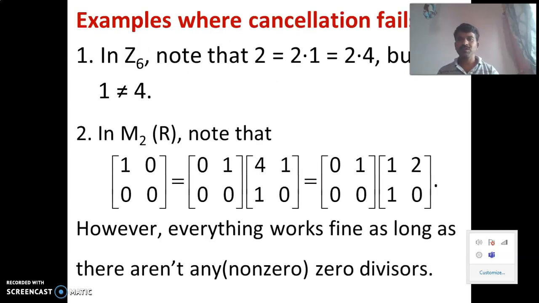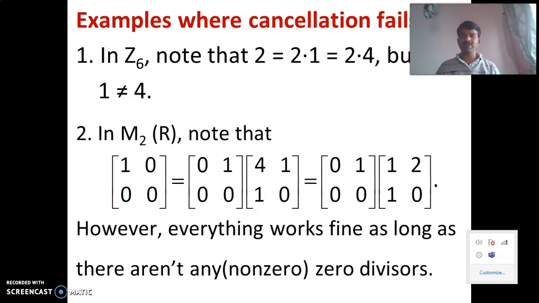Where does the cancellation law fail? Suppose I take the integers modulo 6, the set with six members. Note that we can take 2 into 1 equal to 2 into 4. Even though 2 is non-zero, 1 is never equal to 4. That is why the cancellation law fails in this case.